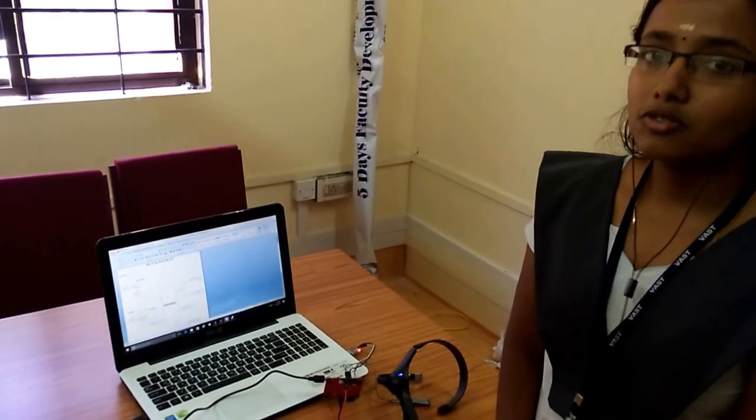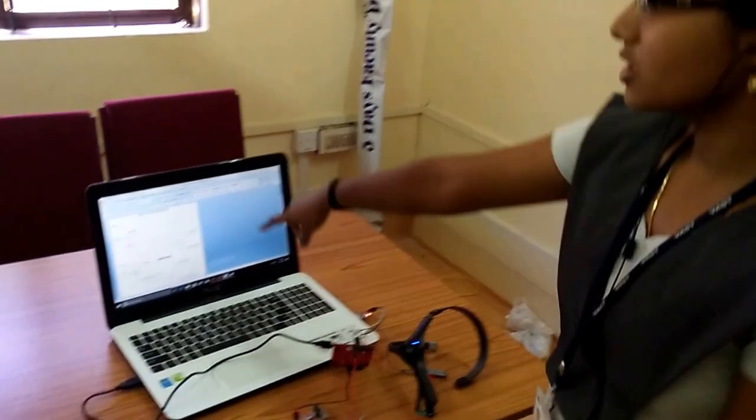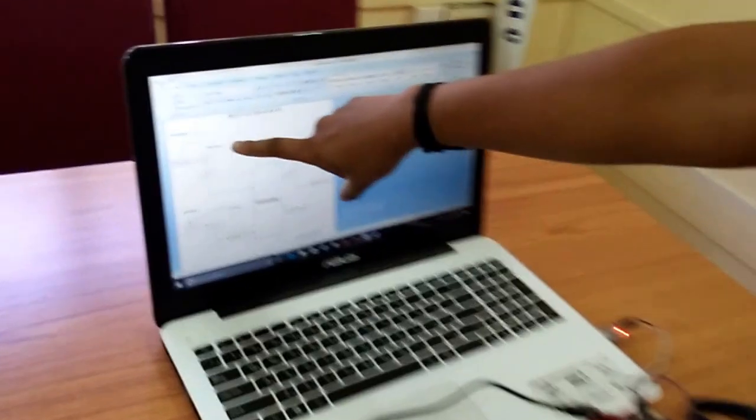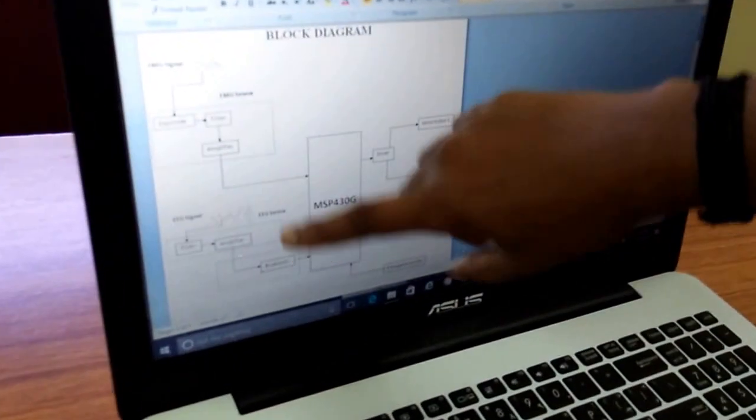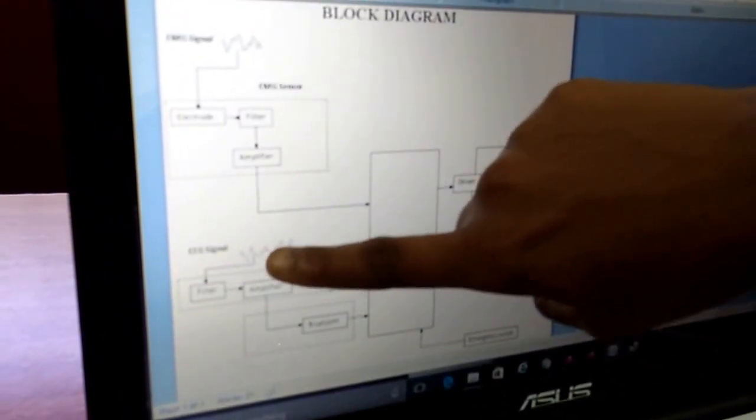Robotic exoskeleton for rehabilitation of TMD via assisted motion of the jaw. This is the block diagram of our project, and the block diagram consists of two signal captures, the EMG signal and the EEG signal. EEG means electroencephalography.